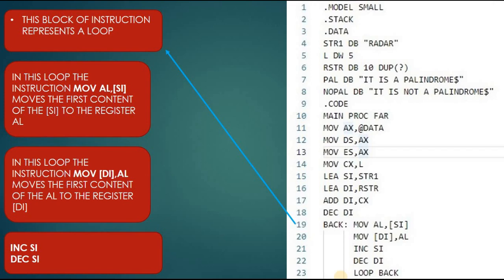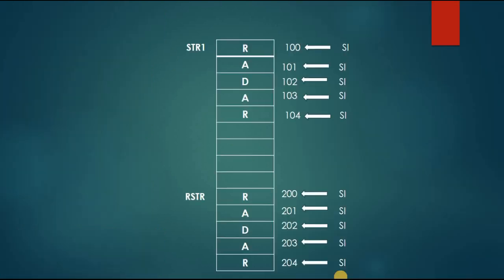After indirectly shifting the first content from the SI register to the DI register, we now have to shift the second content. For that, we have to increment the SI by 1 and decrement the DI by 1. After successive transfers, the block may look like this.